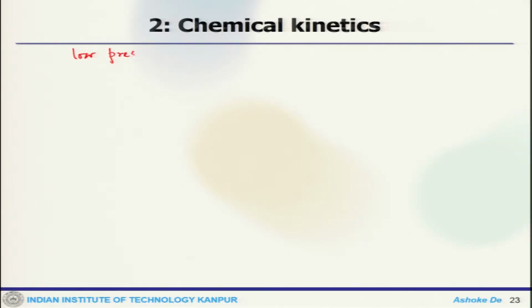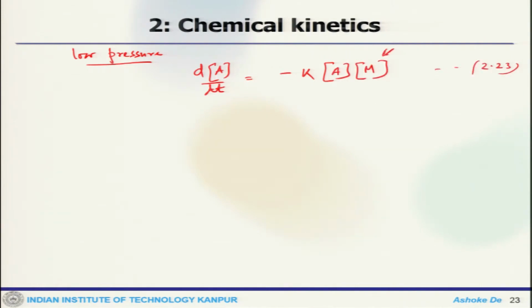Now, when you go to low pressure, the reaction rate also depends on a third molecule that may exist within the reaction volume. So, in that case, this dA/dt would be minus K A and M. So, this is the third molecule that I am talking about. That is how you can get the unimolecular reaction step.